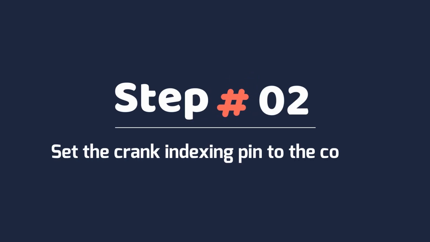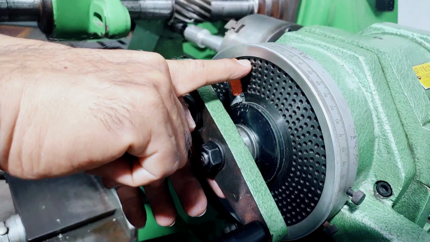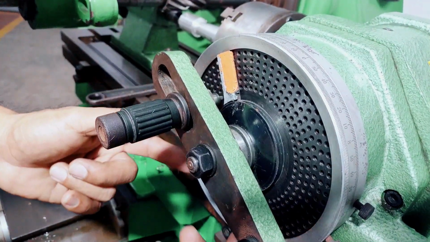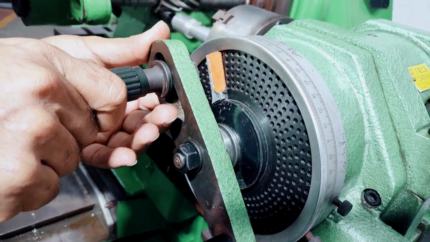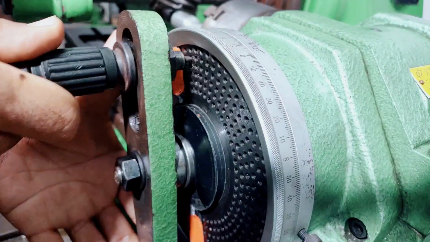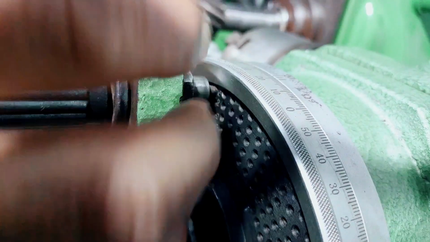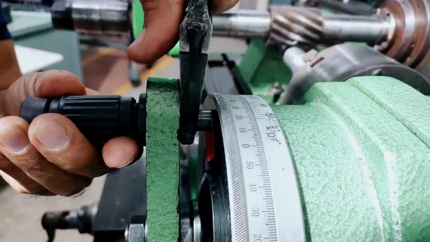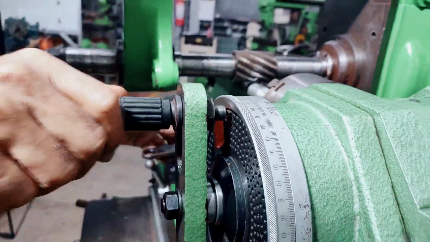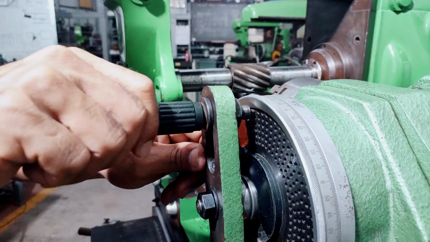Next step, set the crank indexing pin to the correct hole circle. The hole circle I chose is 66. There, it is on the outer hole circle. So that is where I should engage or set up the indexing pin. Then, we lock it here inside. So, let's test. The indexing pin that is engaged should be loose.